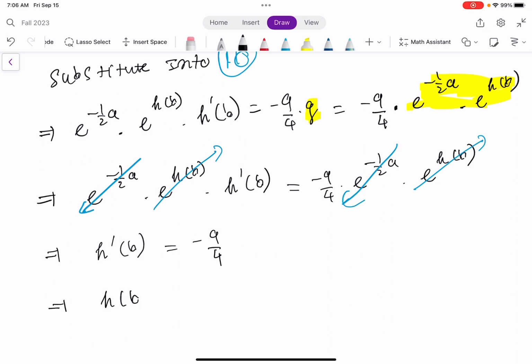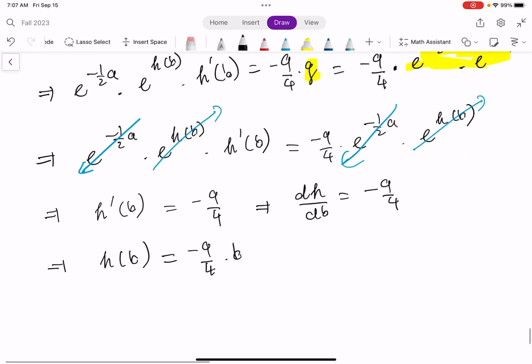So h of b, basically it's just saying dh over db equal to negative 9 over 4. So what's our hb? It's just negative 9 over 4 times b. I pick c as equal to 0. Okay, you don't need c in this case, you can choose.